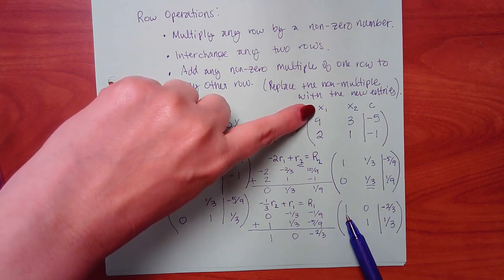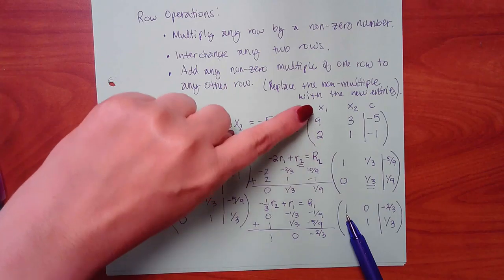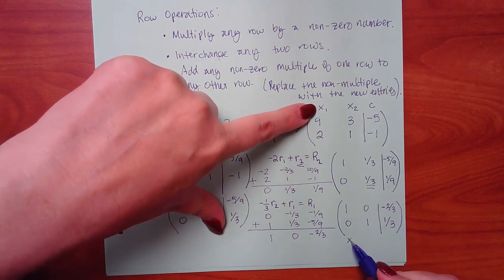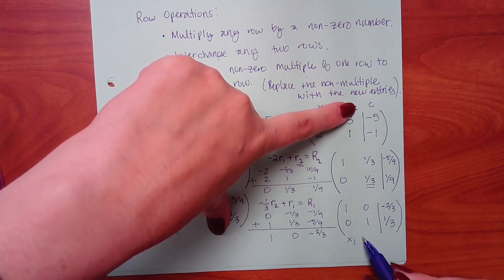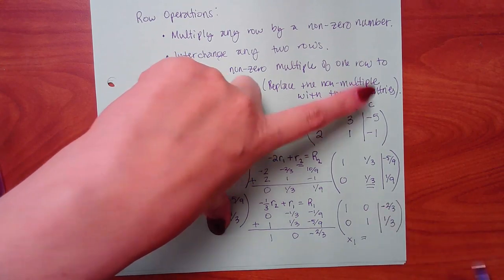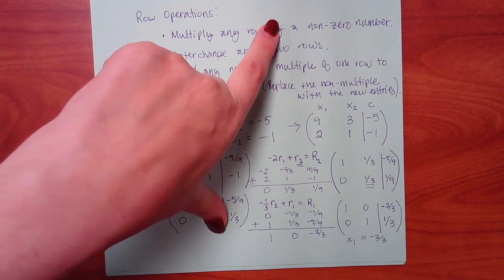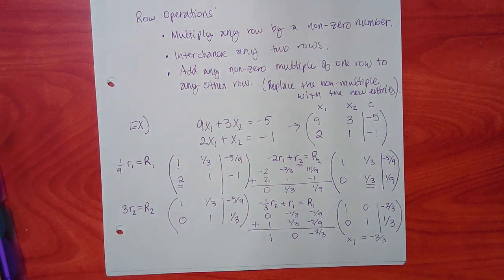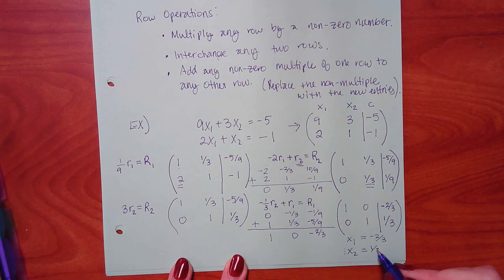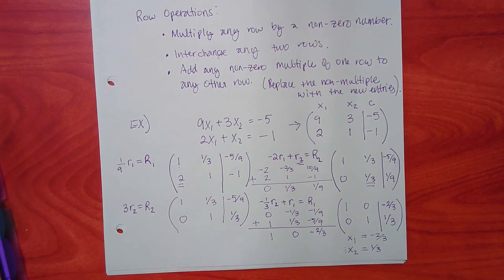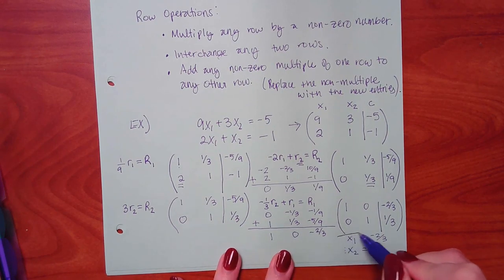X1 is the first column, right? So this is the coefficient of X1. I have 0 x2s, but then I have my equal sign, which is this bar, and my constant, which is negative 2/3. For the bottom equation, I have no x1s, but my coefficient of x2 is a 1, little imaginary 1, right? My equals is the bar, and the constant I get for this equation is 1/3. And that is your solution.